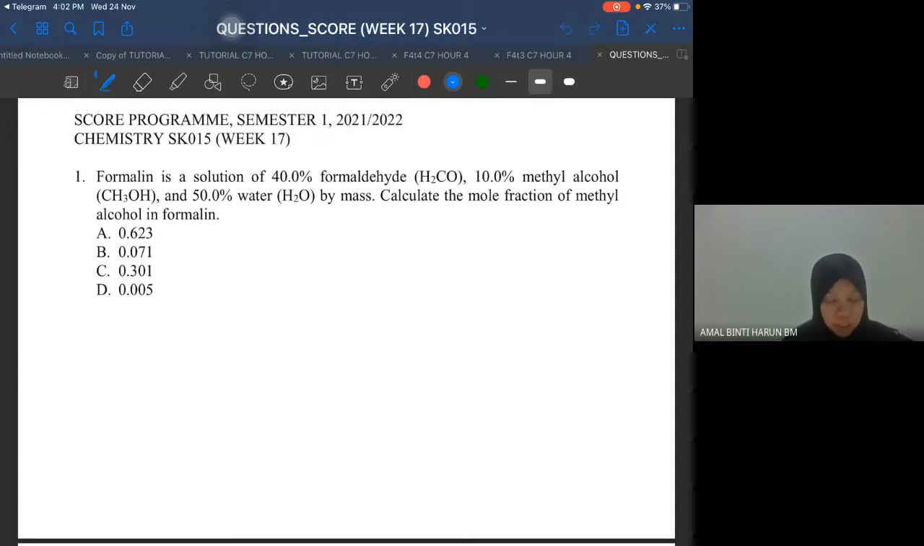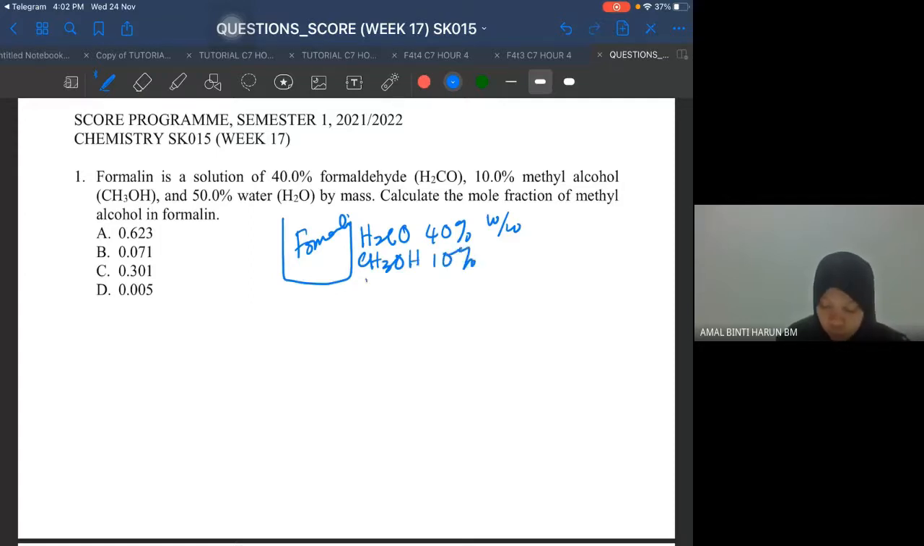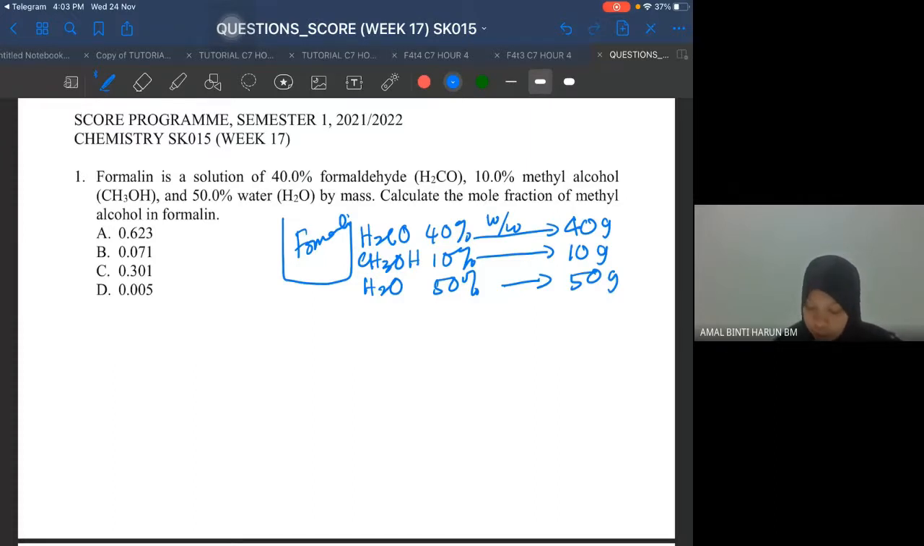Dia bagi kita ada 40 formalin. So dalam formalin ni, macam mana saya nak buat? Dalam formalin ni ada H2CO 40%, semua by mass, and then CH3OH 10% and water is 50%. Okay, so kita boleh assume yang berat dia, sebab dia percentage by mass, it is 40 gram and this one is 10 gram and this one is 50 gram. Okay, lepas tu dia nak apa?